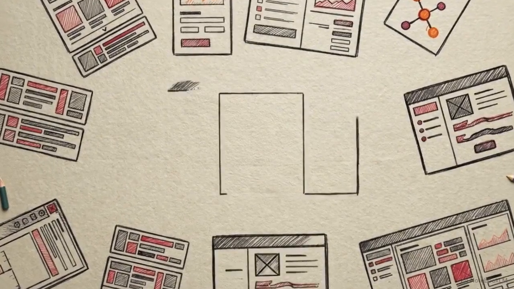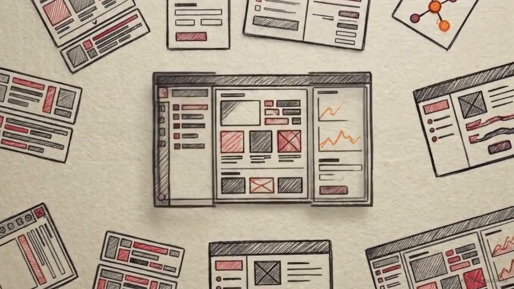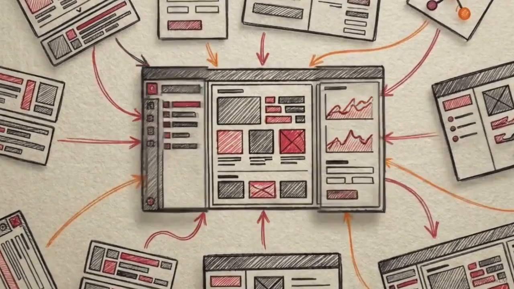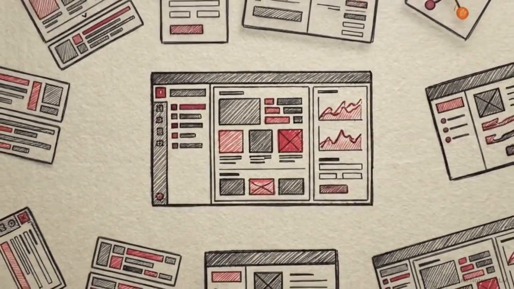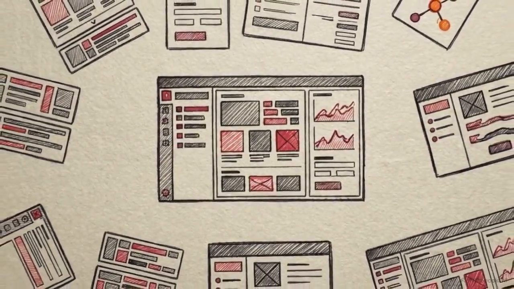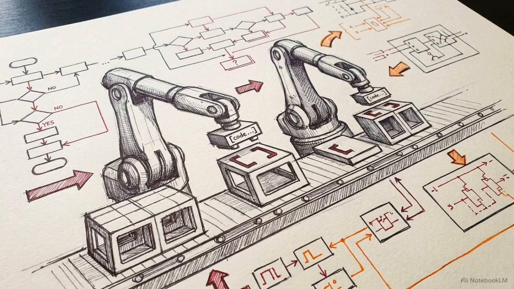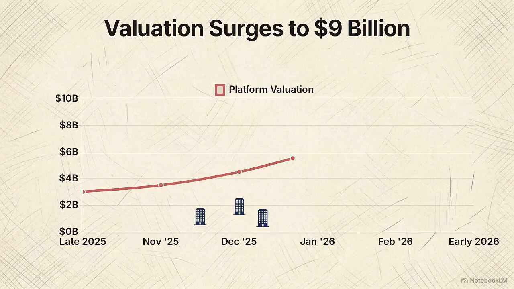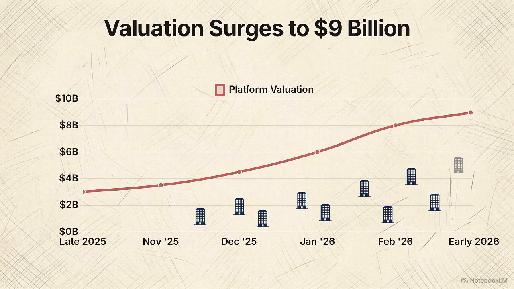Watch closely as a complete, functional digital workspace assembles itself from nothing into a structured application dashboard in a matter of seconds. This speed is the result of Replit evolving from a basic cloud compiler into a high-scale software factory. As of 2026, the platform's valuation has reached $9 billion, fueled by a massive increase in professional usage.